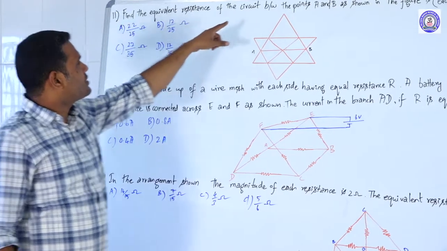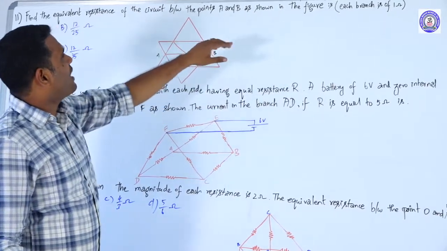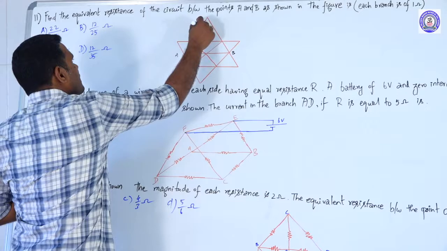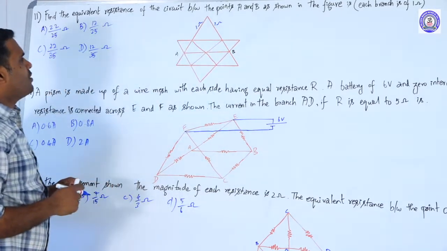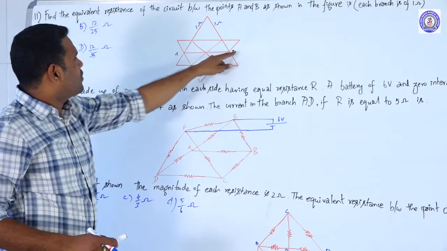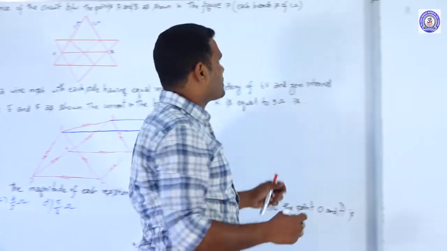Find the equivalent resistance of the circuit between the points A and B as shown in the figure. Each branch is of 1 ohm. Each and every branch has a resistance 1 ohm. Like this, you can mark all the resistance values as 1 ohm. They are asking you to calculate the equivalent resistance across A and B. We shall see question number 11.